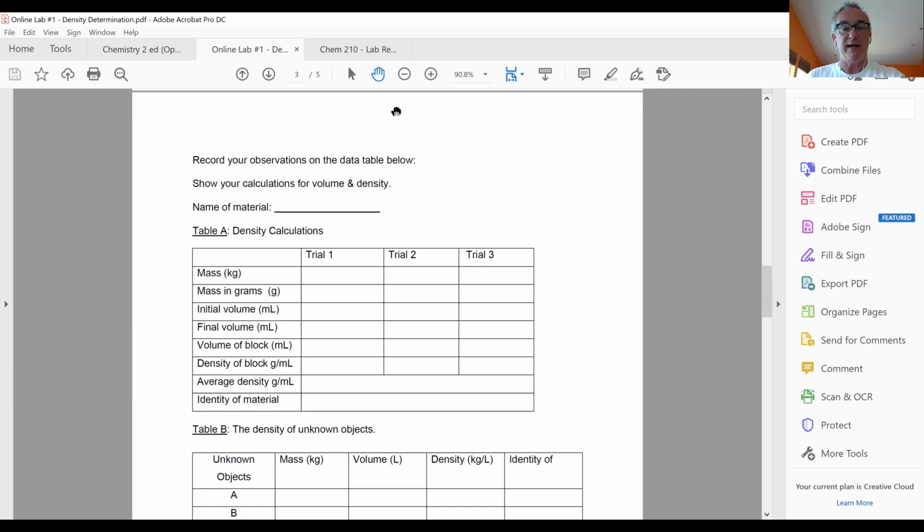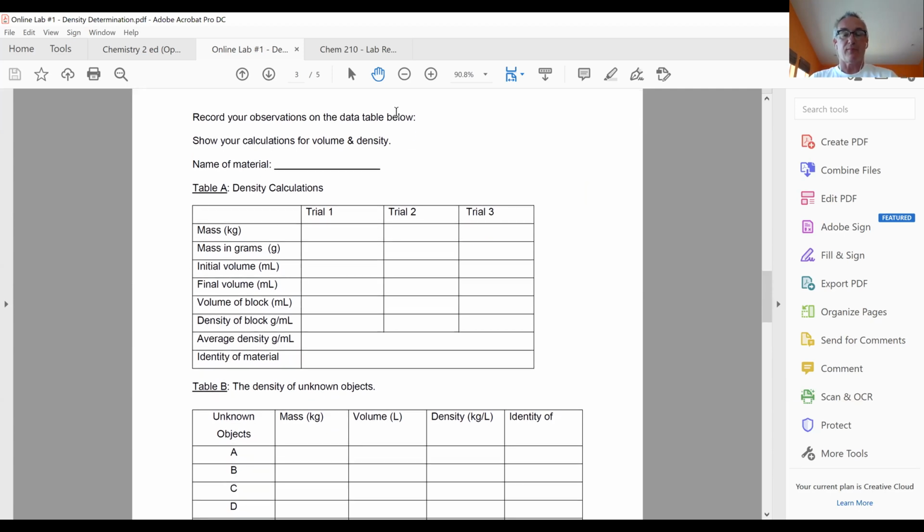And then this will be an example of the data table you can use. You can basically copy this right away if you want. What we want to introduce is the idea of doing trials.